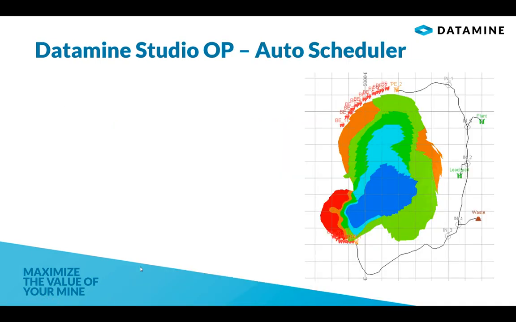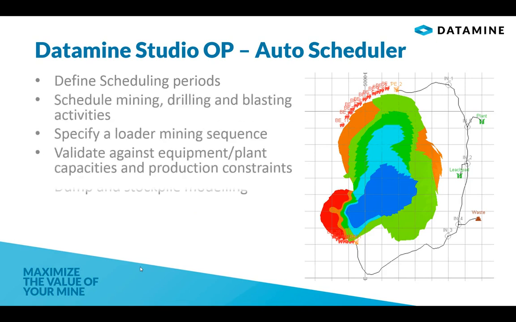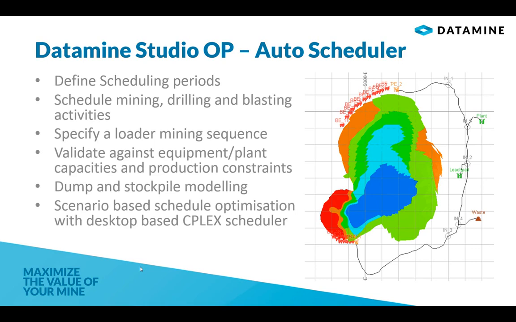The next new function of Studio OP is the auto scheduler. Now, the scheduling options in Studio OP are broad. We can define scheduling periods and schedule mining, drilling and blasting activities, specify a loader mining sequence, validate against equipment, plant capacities and production constraints. We can do dump and stockpile modeling. And we can also do scenario-based schedule optimization with our desktop-based CPLEX scheduler.